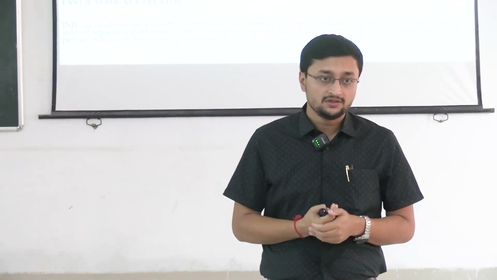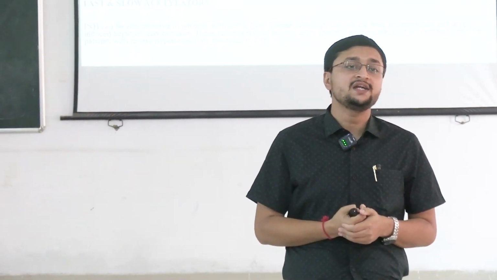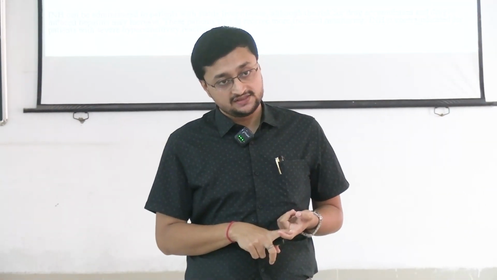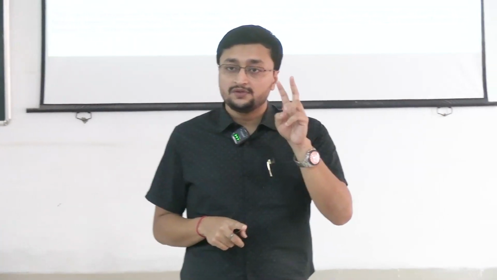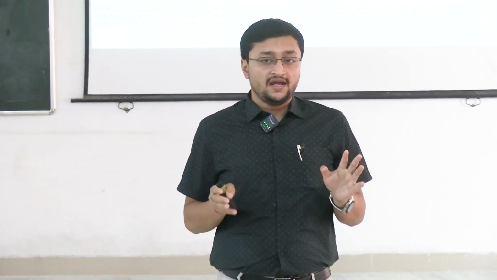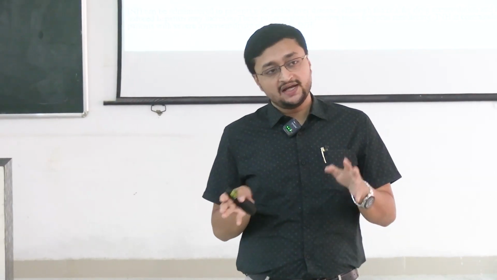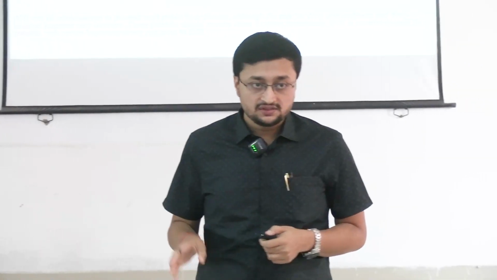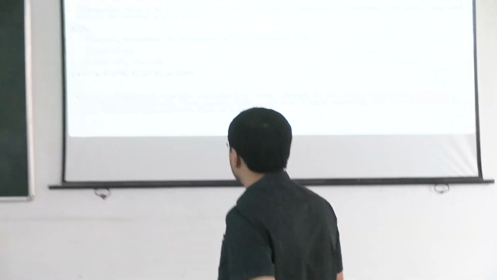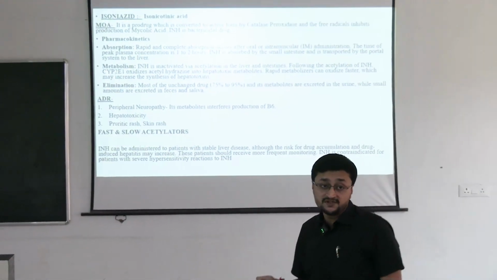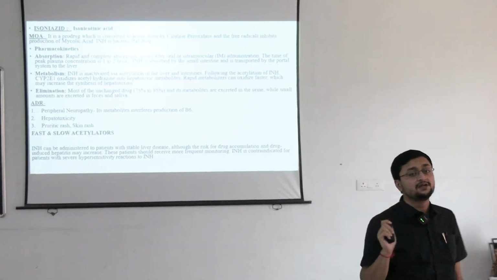Vitamin B6, very good. Pyridoxine. You have to add pyridoxine to that INH therapy. So peripheral neuropathy, even convulsion and coma can occur in INH toxicity. Second, hepatotoxicity, rash, that's all. So the metabolites interfere with production of B6. This is the primary mechanism of peripheral neuropathy.